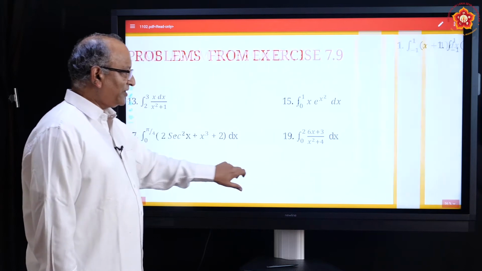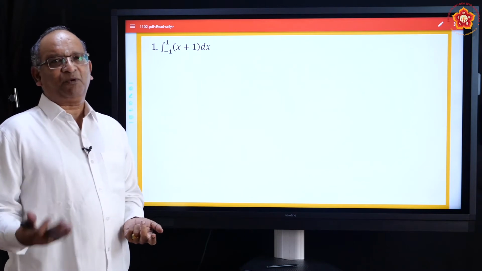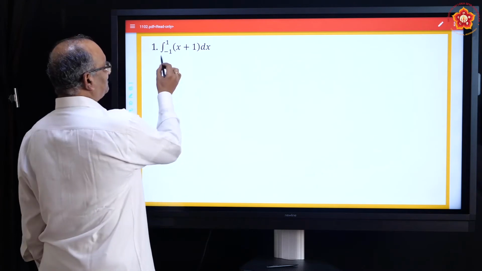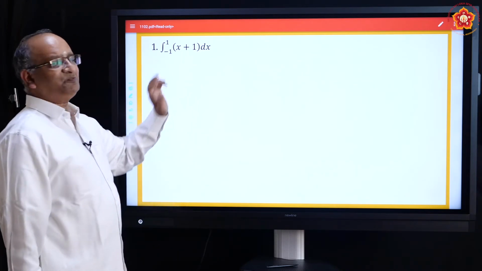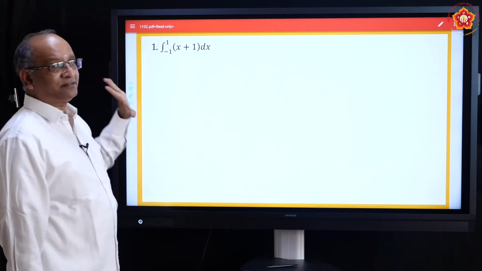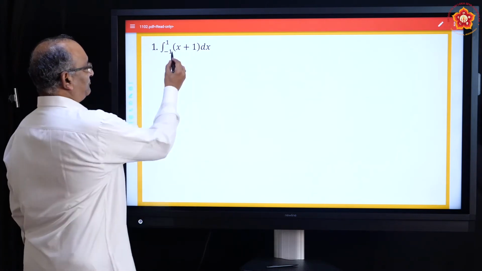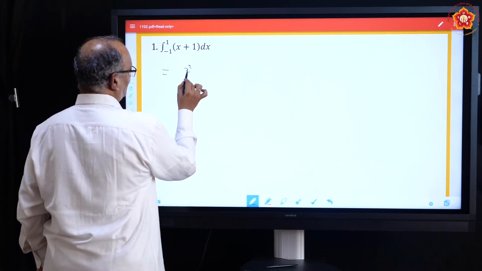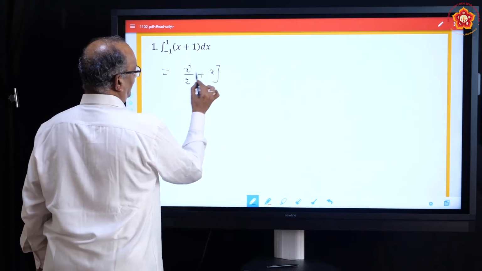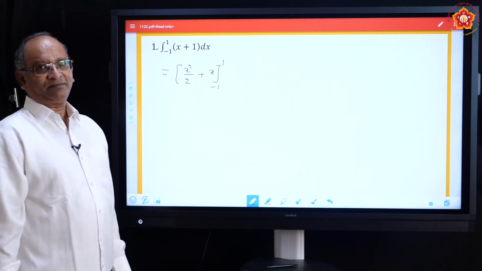So these are the problems which we are going to take up today. Begin with this, very simple, we can do it quickly, and as many problems as possible we will do. So these are the limits, minus 1 to 1. That is, a is minus 1, b is 1. What is the function? x plus 1. So what is the procedure? Forget about the limits. Don't worry about minus 1 and 1. Simply integrate x plus 1. Tell me, what is the integral of x? The integral of x is x square by 2. What is the integral of dx? It is x. And what are the limits? Minus 1 to 1. We finished integration.